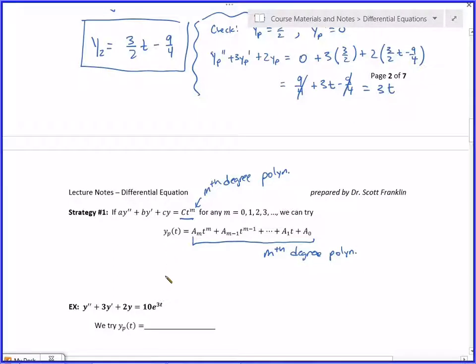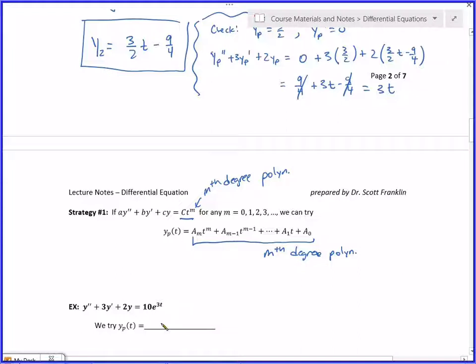Okay, next example. The right-hand side is a constant times e to the 3t. What do you suppose would be a good guess for what y sub p would be? Again, keep in mind, what you're going to want to happen is that on the left-hand side, when you plug it in, you take a derivative, you take a second derivative, a combination of those results in a constant times e to the 3t. So what would you guess?